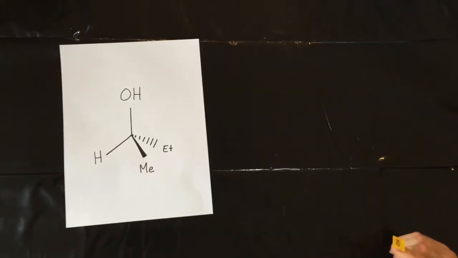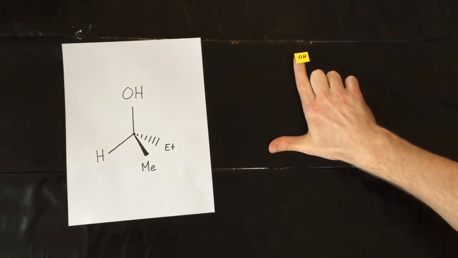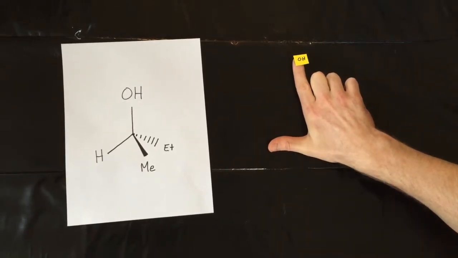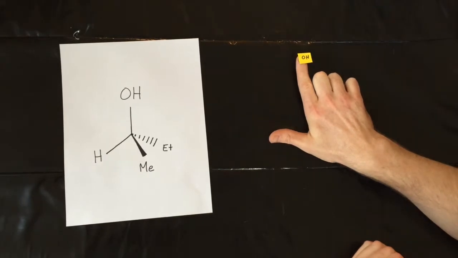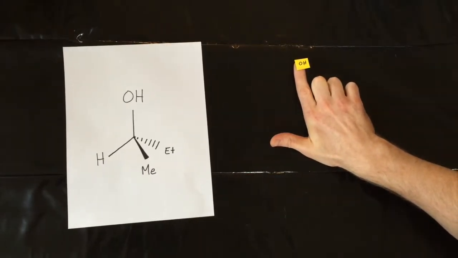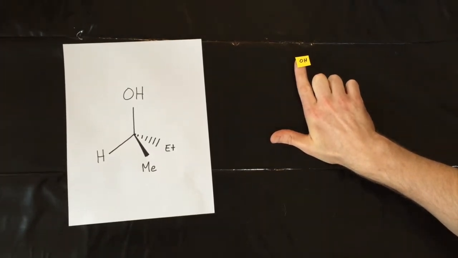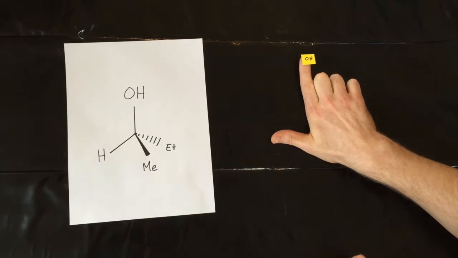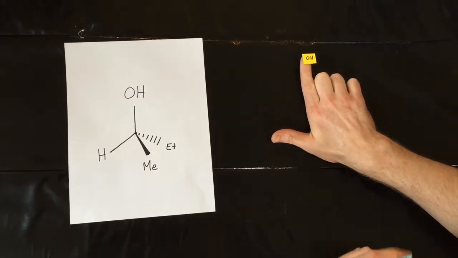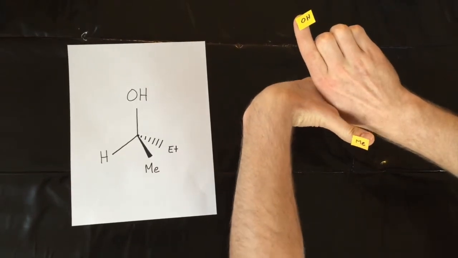You can establish this by making an L with your finger. OH at the top, obviously. H is the thumb. We won't worry about giving that a color. The wedges mean that that part of the molecule is coming towards you, while the dashes mean that it's going away from you. This can be recreated with your fingers again by making another L and putting those two L's together to form a molecule.